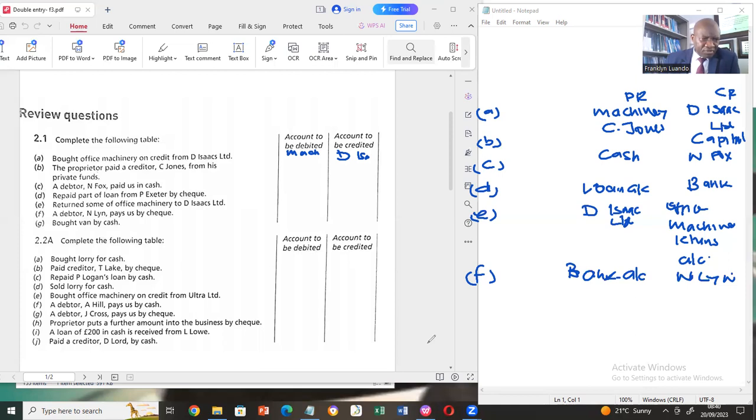And we have G. Under G, bought van by cash. We are receiving the van, so debit the van account, and credit cash, which is giving out the money. So that is the explanation of the double entry concept together with the questions that we have answered.